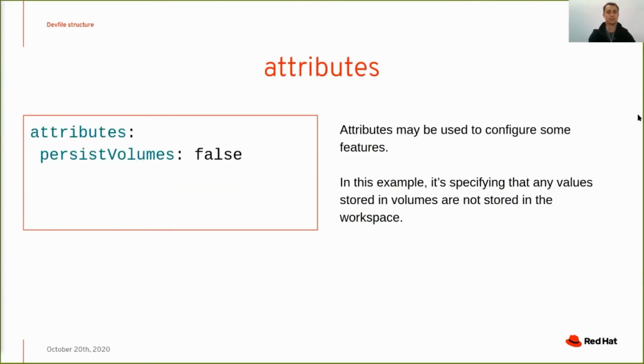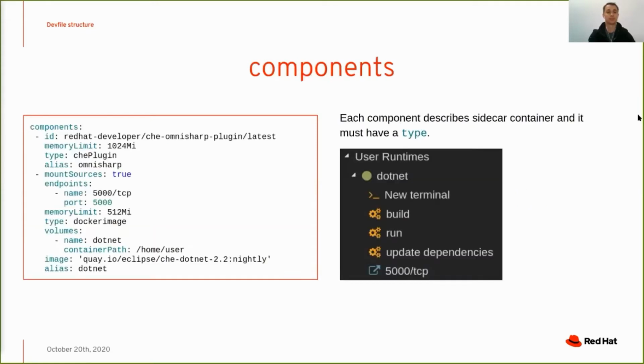Next is attributes. This part is optional and can pretty much define anything you wish. In this case, persist volumes mean that ephemeral mode is activated. In ephemeral mode, the workspace has no PVC attached. It means that unless you commit your changes to the Git repo, any work done will be lost, but it makes the workspace perform better.